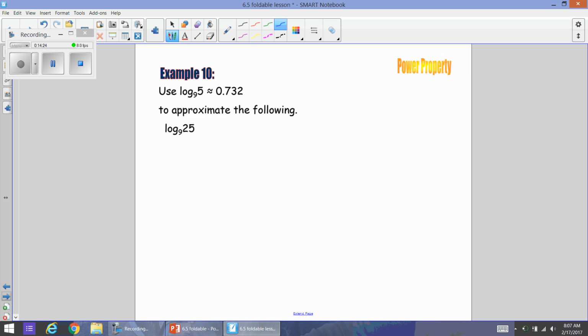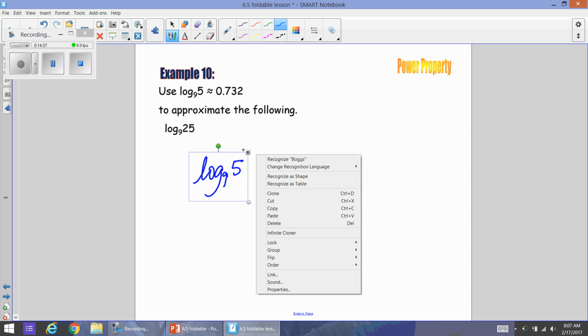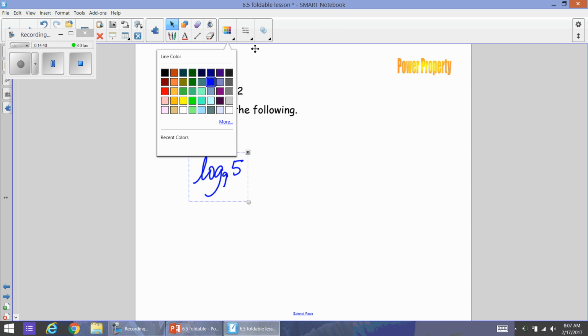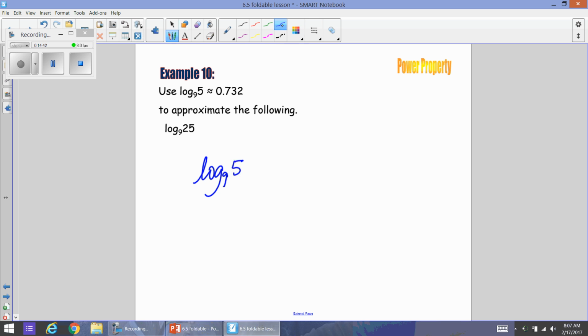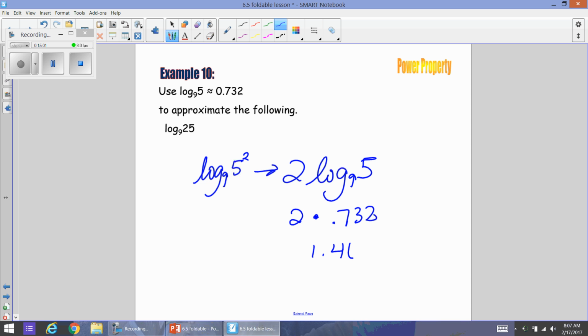Okay, let's try again. It's log base 9 of 5 is what they're giving us, and they say approximate log base 9 of 25. Well, that's like saying log base 9 of 5 squared. And so this is 2 times the log base 9 of 5. Well, 2 times 0.732. Let me think about that. 1.464.